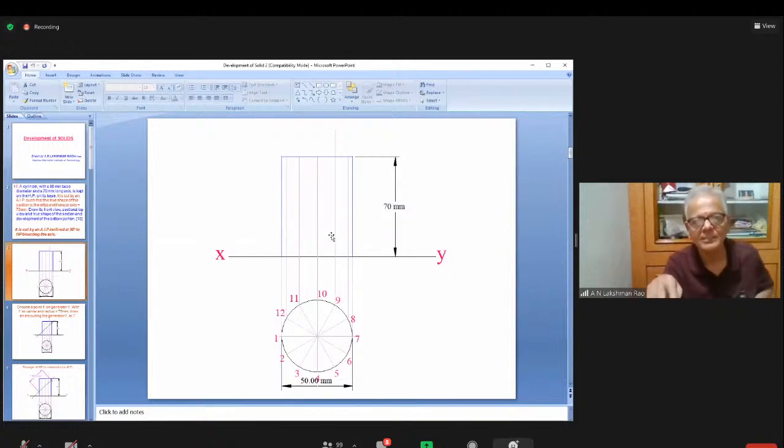But now our examination is only 2 hours. Don't take risk. Please divide into 8 parts only, sufficient, more than sufficient. Even if it is not a very good figure, don't worry. You'll get full marks. Right. Now, these are 12 parts. You project all these 1, 2, 3, 4, 5 on the front view.